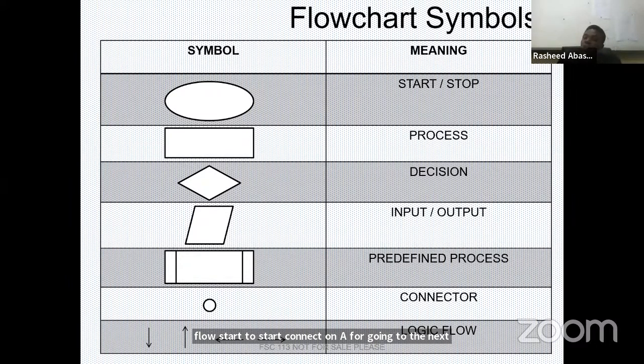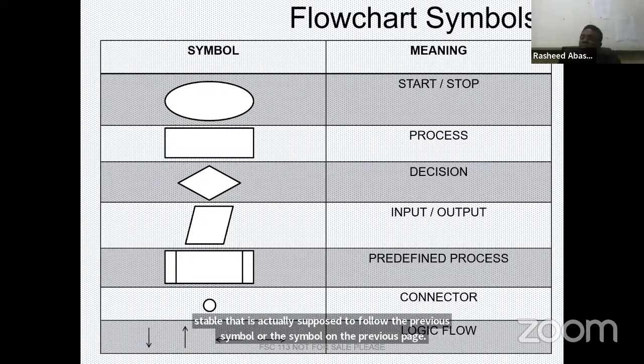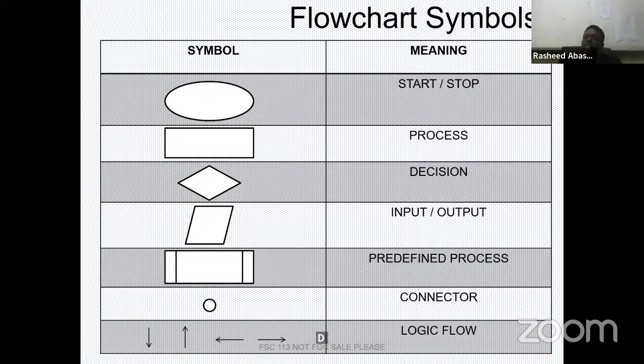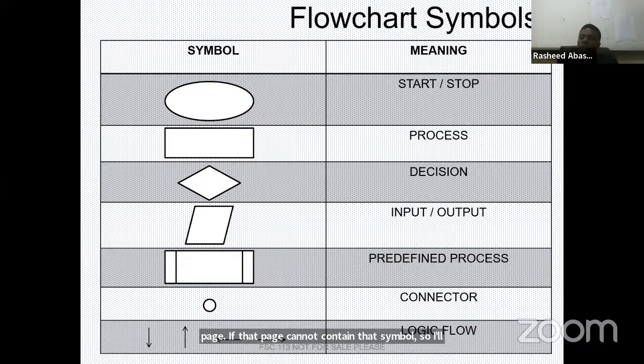Do you get it? Instead of having the next symbol on a page, if that page cannot contain that symbol, I just use a connector and label it A. On the next page, I start with my connector A, and then continue from the symbol that could not fit on the previous page. So the connector joins two different pages that have the continuation of the same flow chart.